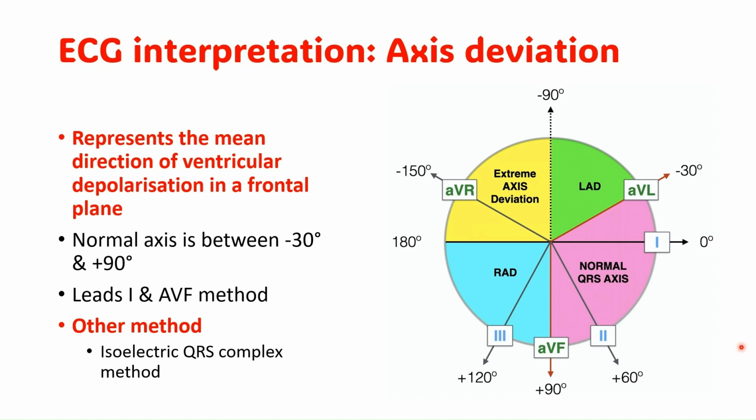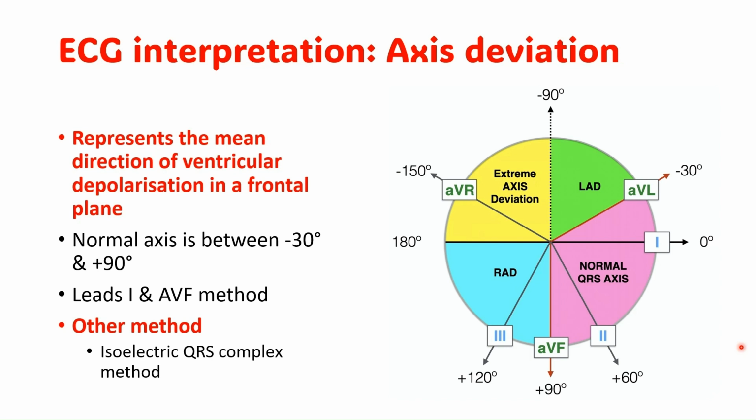If there's positive deflection in lead 1 and negative deflection in AVF, that suggests that there's left axis deviation. If there's negative deflection in lead 1 and positive deflection in AVF, that suggests that there's right axis deviation. And if there's negative deflection in both leads 1 and AVF, that suggests that there's some extreme right axis deviation. That can be seen typically in quite severe right ventricular hypertrophy.